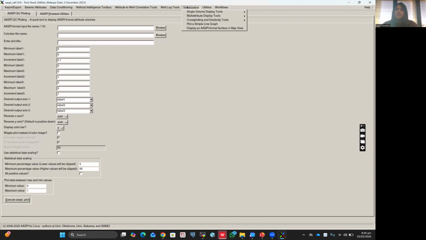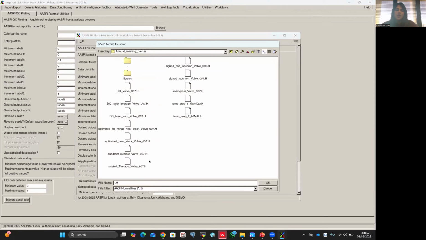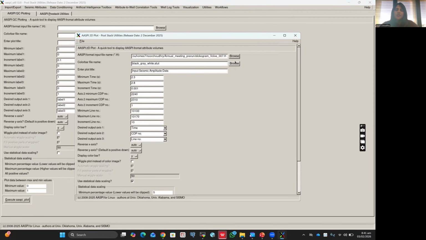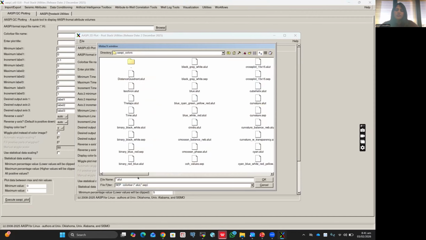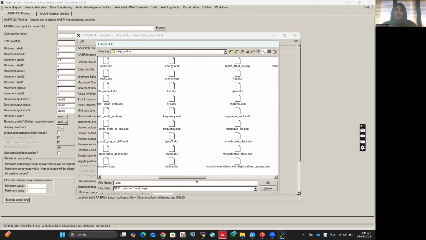Once your attributes have run, you go to ASPI and click on your visualization. Since it's a stichogram and I don't have to overlay any wiggle, I will go to single volume display tool and click on single volume 2D display. You see the UI of ASPI has changed a little bit. Click here, click on browse, go find your stichogram. So here's my stichogram and click OK. Give it a color bar, whichever you like. For here, I'm going to go with red, white, and blue for stichogram. I like it that way.